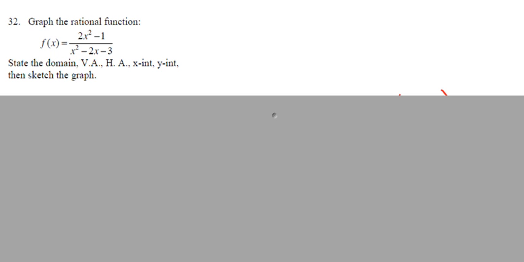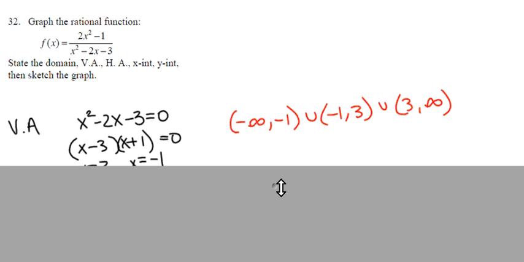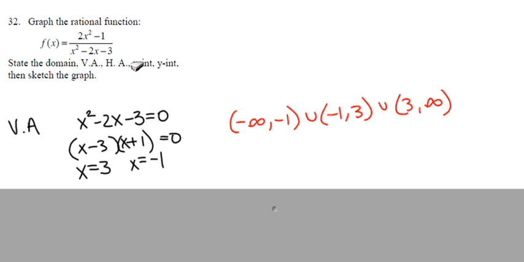On 32, we're asked to graph this rational function. So to do that, let's first find the vertical asymptote. We would set the denominator equal to 0. And setting it equal to 0, you would then factor, and we would end up with x minus 3 times x plus 1, which would give me x is 3 and x is negative 1. So these become my two vertical asymptotes.